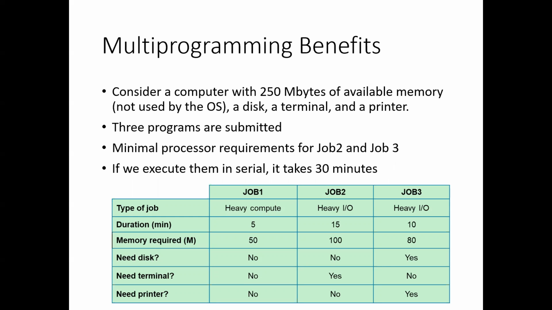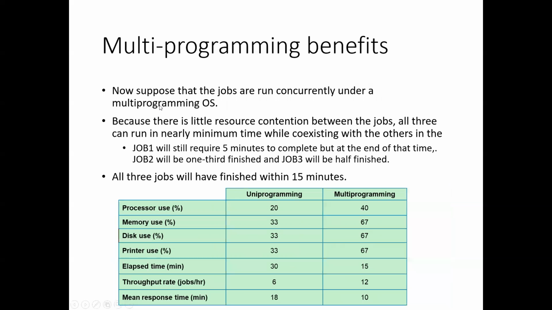So imagine we have these 3 programs submitted. Job 1 is heavy compute. Jobs 2 and 3 are really focused on IO and don't require much in the way of the processor. If we execute them in serial, then we take 5 plus 15 plus 10 minutes, which would be 30 minutes to execute them. But if we are able to interleave them in multi-programming, because there's little contention between those jobs, all 3 can run in nearly the minimum time.